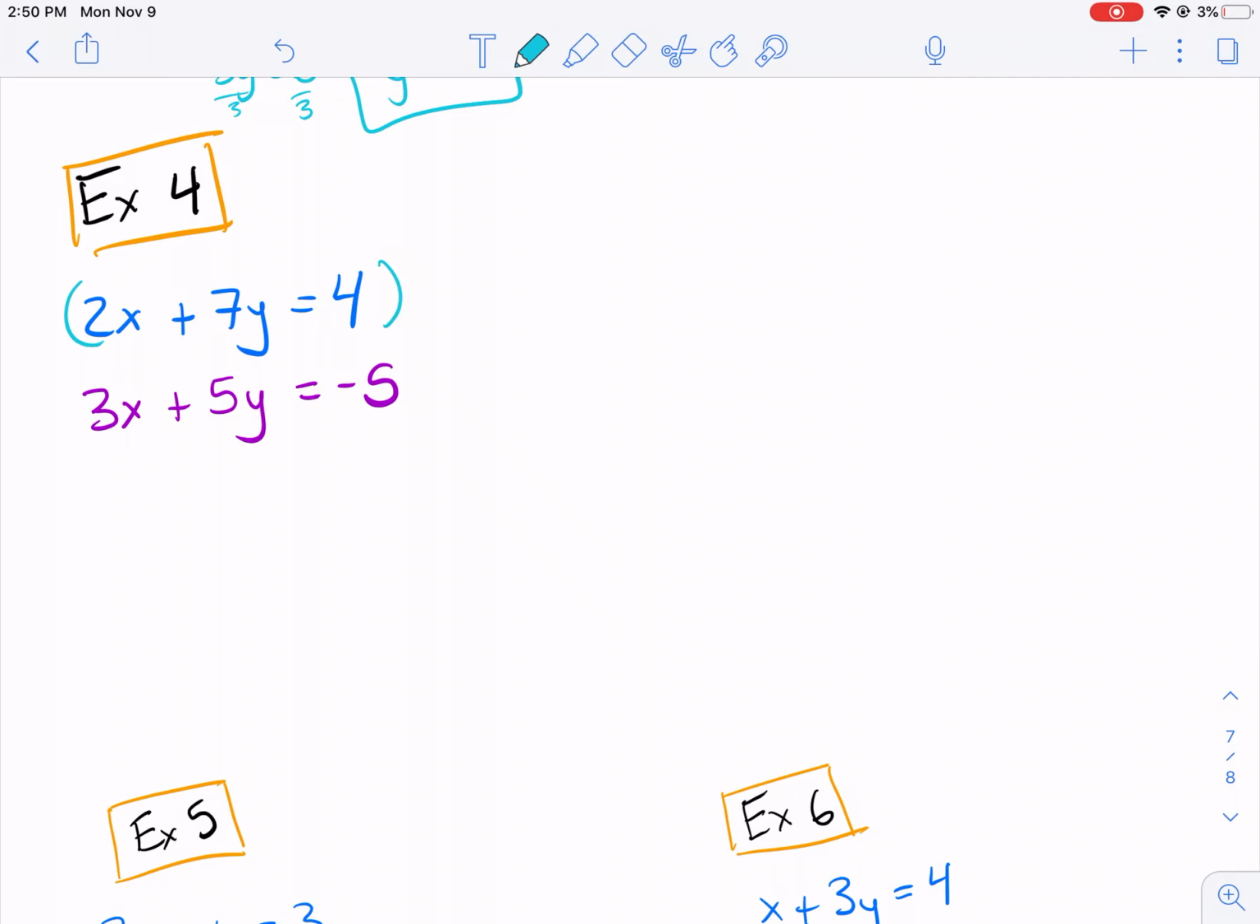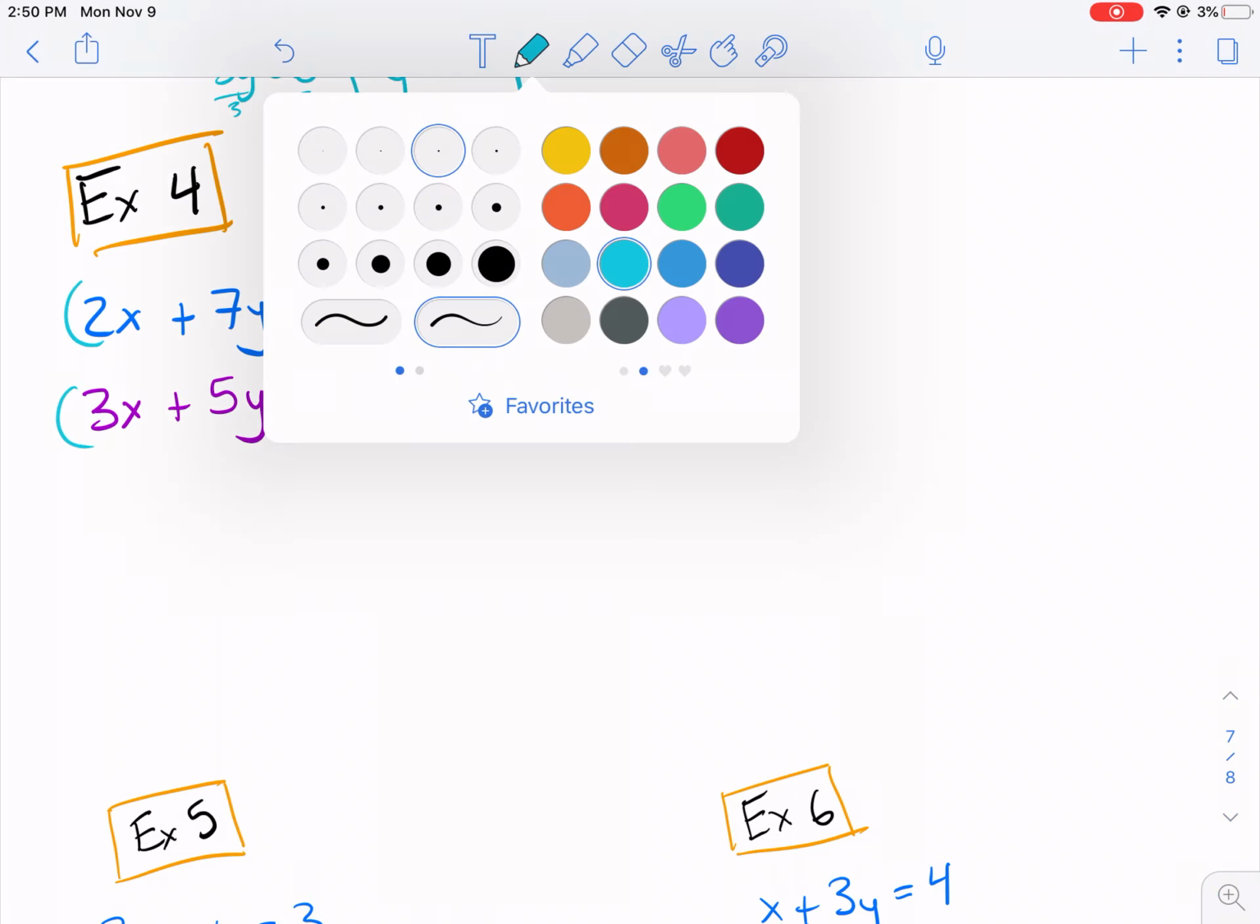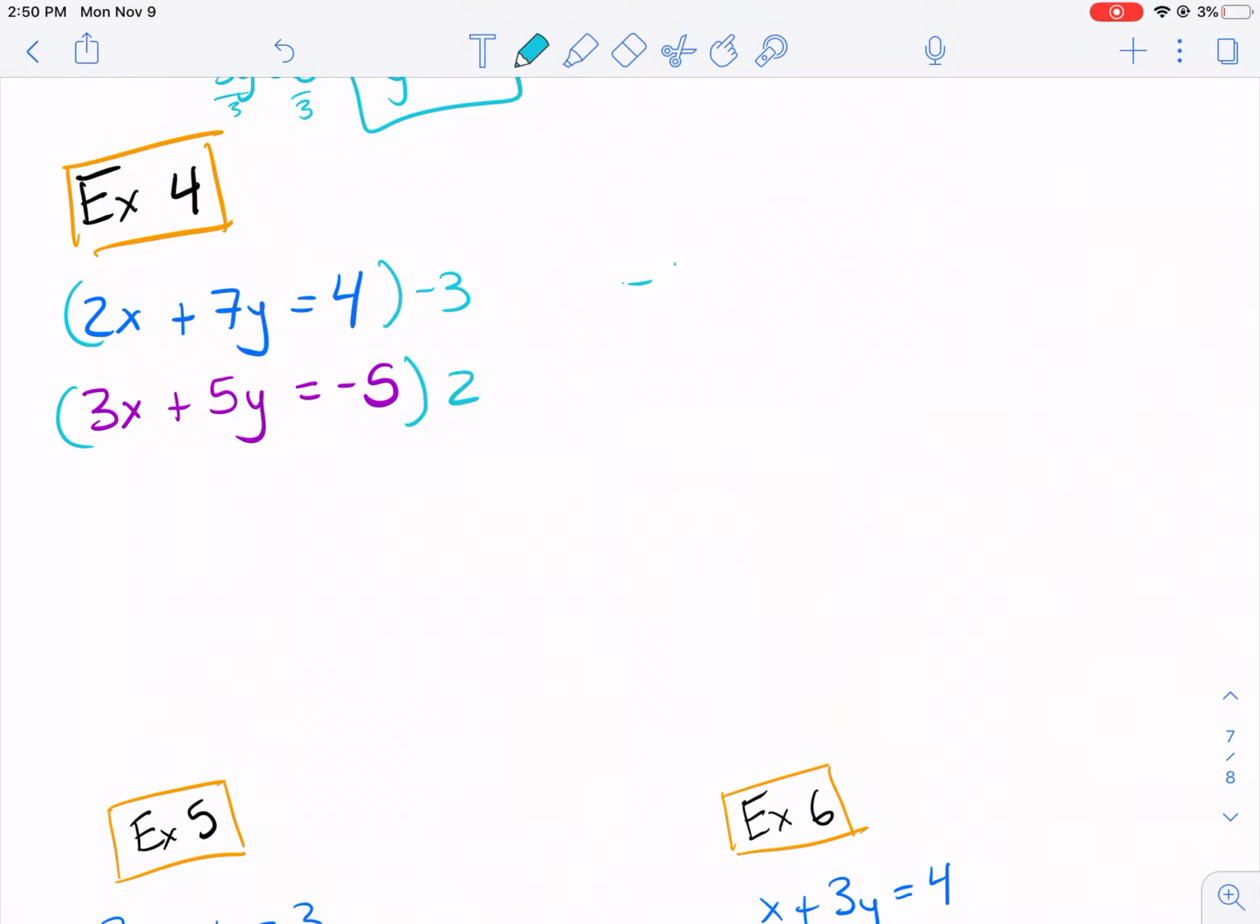I'm going to multiply this top one by negative 3, and this bottom one by positive 2. And that way I get negative 6x minus 21y equals negative 12. Now, why did I choose the 3 and the 2? Just because I would have smaller numbers. I don't want to multiply by 5 and 7. I'd rather multiply by smaller numbers. So we get 6x plus 10y equals negative 10.